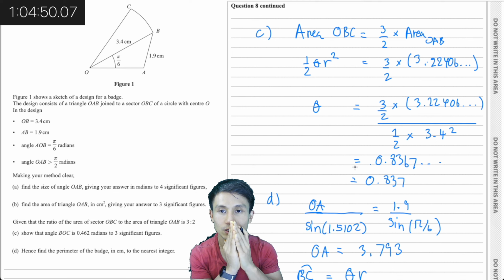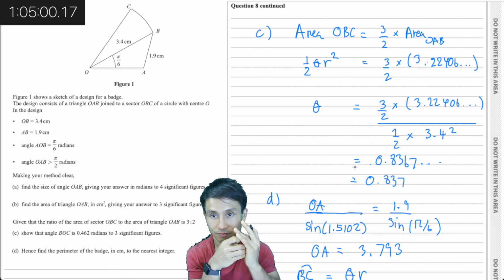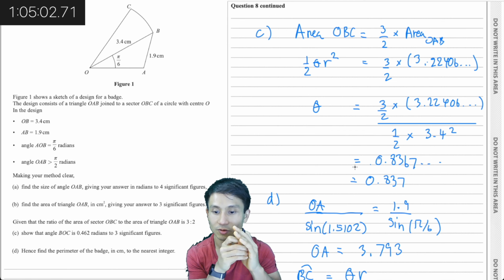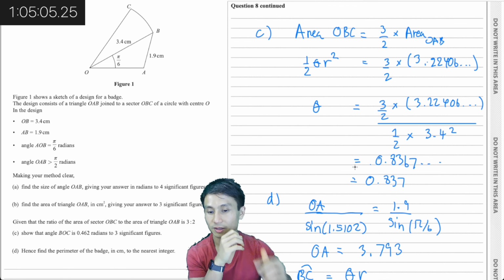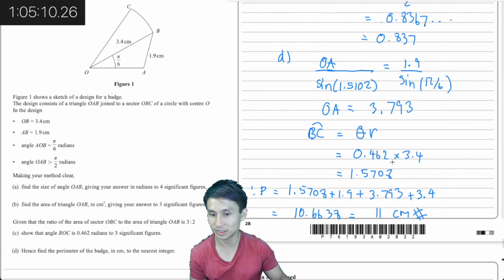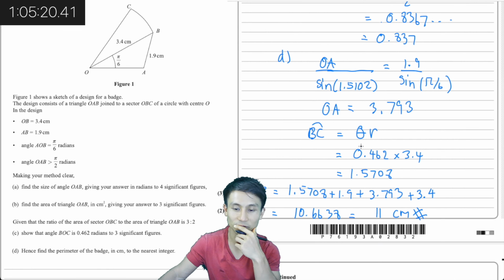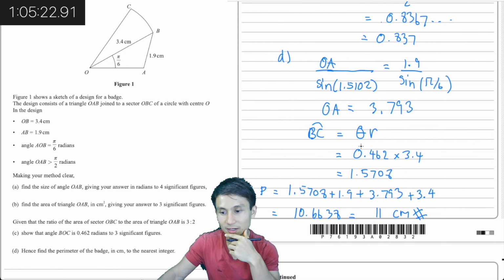Sector OBC. So 3.4 must be the radius. That's right. I don't see any mistake here. If you do, you can comment, maybe. And if we follow that through for D, we're going to use 0.462. We got to use that, although we didn't get question C right, but there you go.